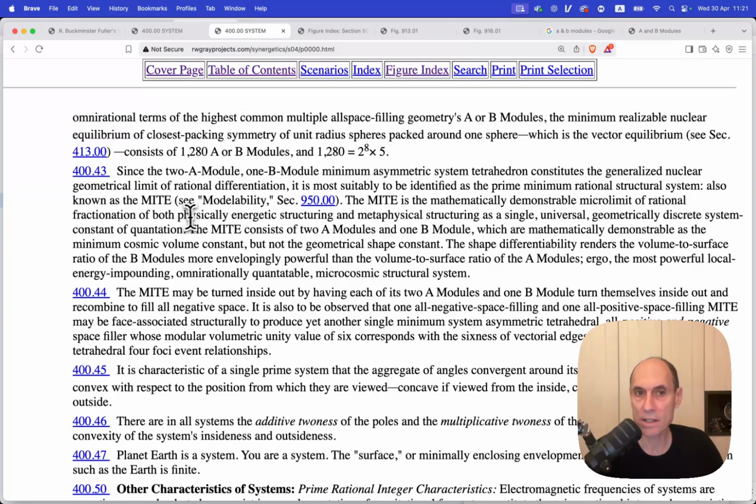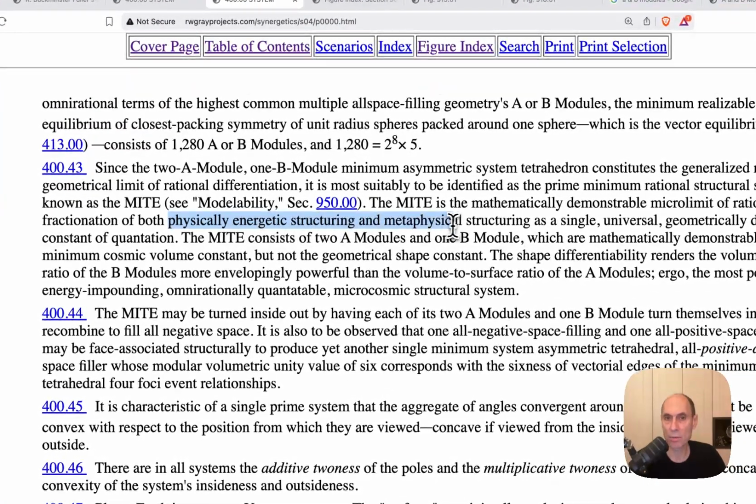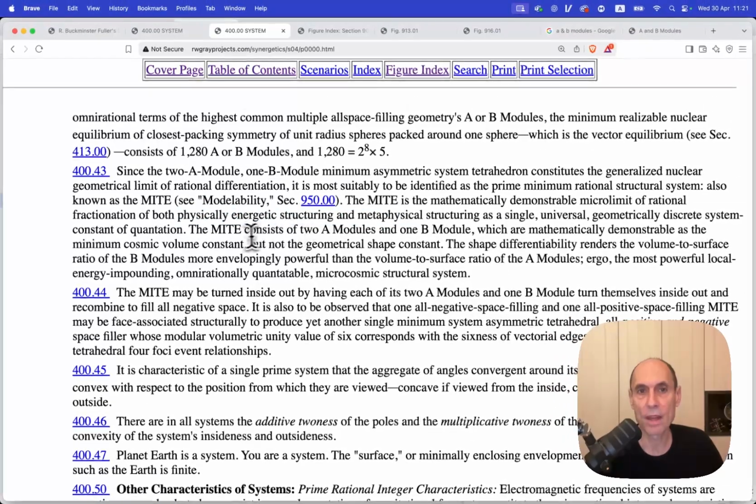So Fuller is reminding us here to keep in mind that whenever we are talking about geometry, we are thinking of physical objects, but we are also considering the geometry of thought itself. And so these asymmetrical tetrahedra have implications for how we think. The MITE consists of 2A modules and 1B module, which are mathematically demonstrable as the minimum cosmic volume constant, but not the geometrical shape constant.